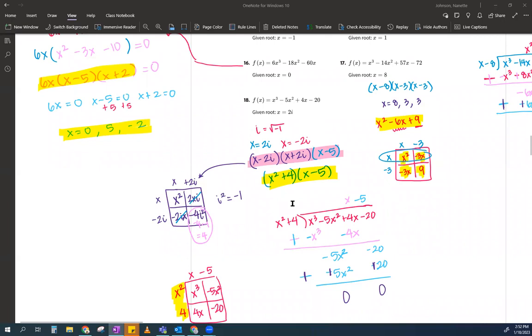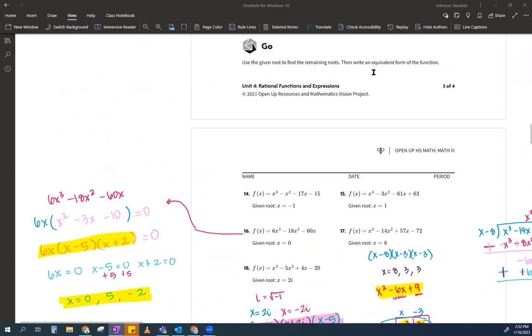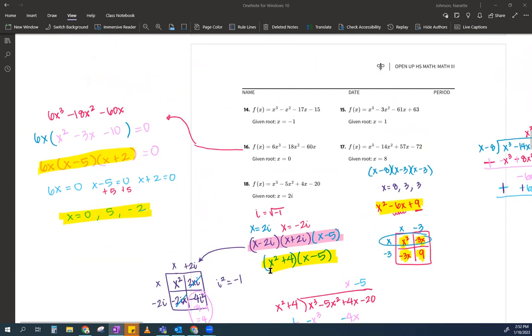Well, if I say that I don't want any of my coefficients to be complex numbers, where do you see complex numbers in here? Yeah, that pink stuff, right? All those i's. So if I tell you here, write an equivalent form of the function, either one of these would be correct, right? But if I restrict it and I say only using real coefficients, I can't use pink because there's a bunch of i's in it, right?